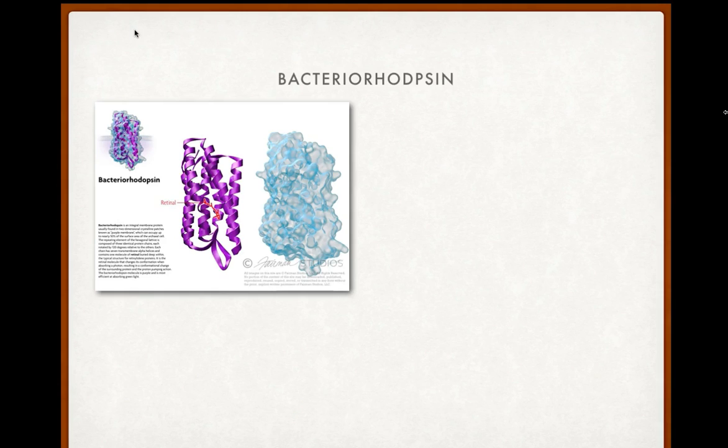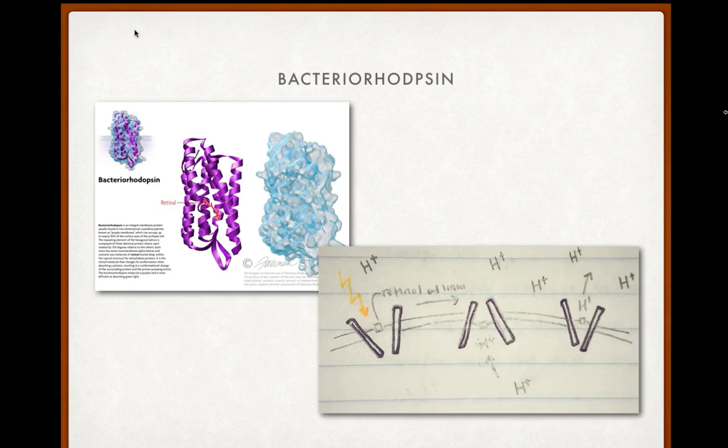Bacteriorhodopsin is a membrane protein that has a retinal in it. Whenever the retinal is hit with a photon of light, it changes shape. Whenever the retinal changes shape, it creates a change of shape in the bacteriorhodopsin. And with that change of shape, a proton is forced from inside of the cell to outside of the cell. This creates a neutral pH inside of the cell so the cell can live, and a low pH outside of the cell.